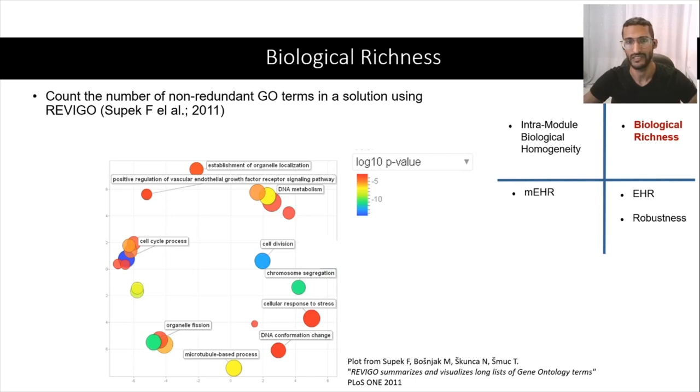To illustrate this, let's take a look at the figure here. Let's assume that the circles represent GO terms that were obtained by an AMI solution, and the distance between terms is derived from their semantic similarity. We can see that some of the reported GO terms are very similar to each other, that is, clustered together. In such a case, we count the entire cluster as a single GO term.